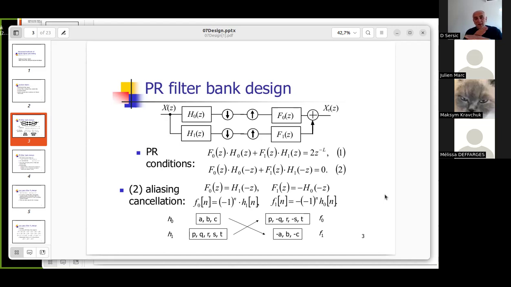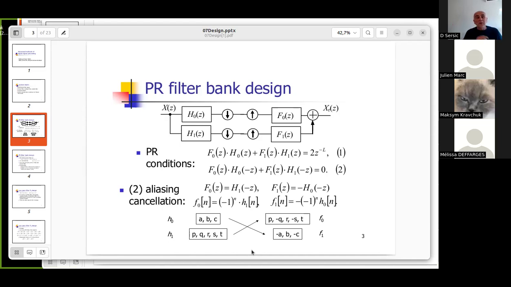It makes some cross connections between the filters. Filter H0 is related to the filter F1, and filter F0 is related to the filter H1. Actually, they must have the same coefficients, but one of them must have alternating signs in such a way the aliasing terms will be cancelled. They will cancel each other.